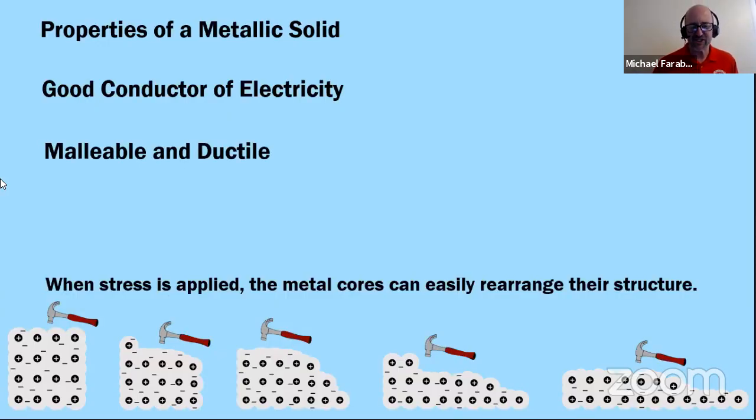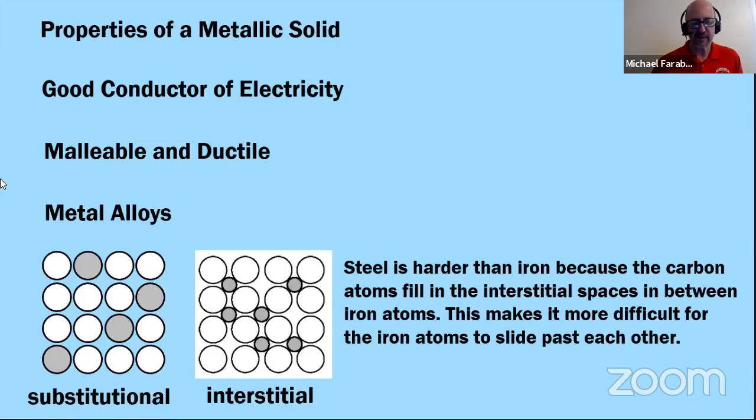You can flatten them into sheets and draw them into wires because the metal cores can easily rearrange their structures within that metallic bonding model. And I mentioned in an earlier lesson that you can have alloys, either substitutional or interstitial. And especially with interstitial, you can see that the hardness changes. So steel is actually harder than iron because the carbon atoms, as they fill in the spaces, make it more difficult for the iron atoms to slide past each other.